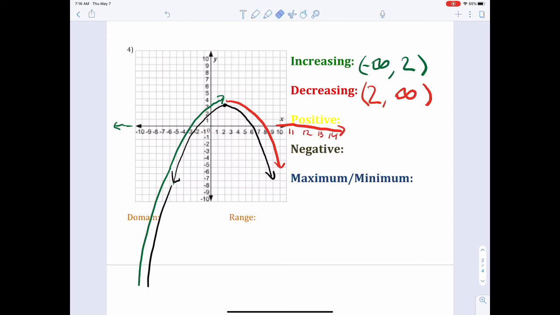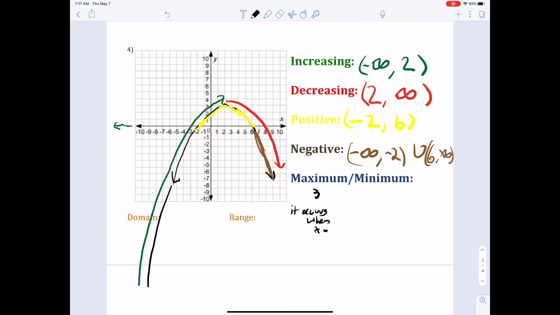All right, where's the graph positive? Well, it's positive from -2 to 6, right in this area. And then where's the graph negative? It's negative from -infinity to -2, and also in this area. So from 6 onward. And then the maximum value is going to be 3, and it occurs when x equals 2.